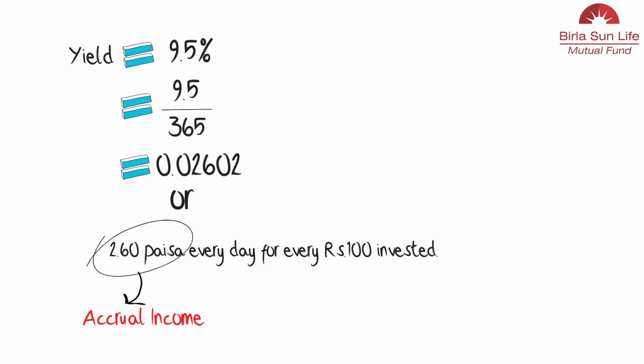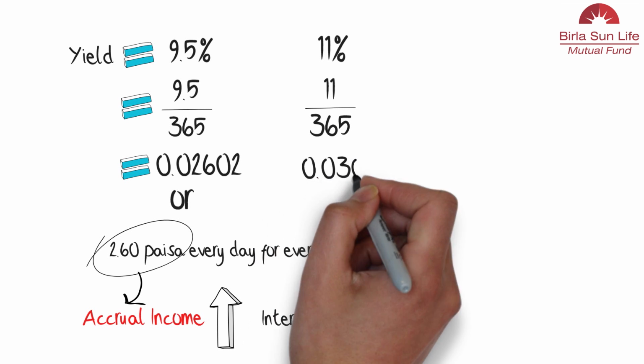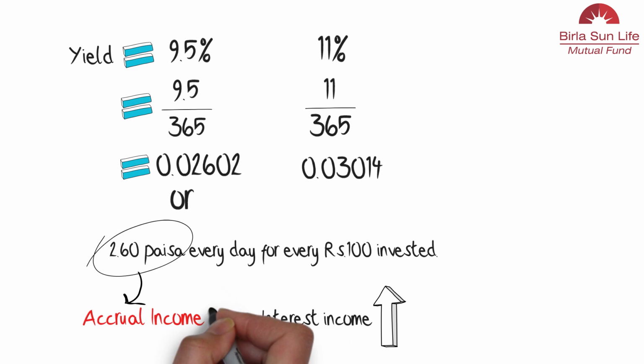The accrual income of the fund goes up if the fund earns a higher interest income. For example, if the yield moves from 9.5 to 11%, the daily accrual is 3 paise. On the other hand, accrual will go down if the yield goes down.